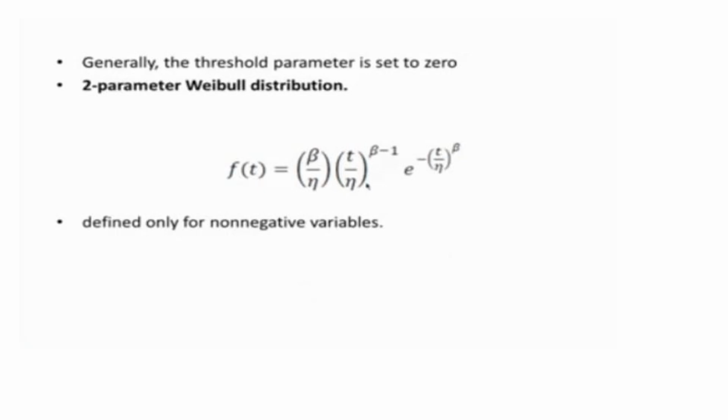Now generally the threshold parameter is set to 0, and thus the PDF which we have seen previously gets converted into a two-parameter Weibull distribution, which has a PDF as f of t equals beta upon eta into (t upon eta) whole to the power beta minus 1 into e to the power minus (t upon eta) whole to the power beta. And one more thing which needs to be known is that this distribution is defined only for non-negative variables.